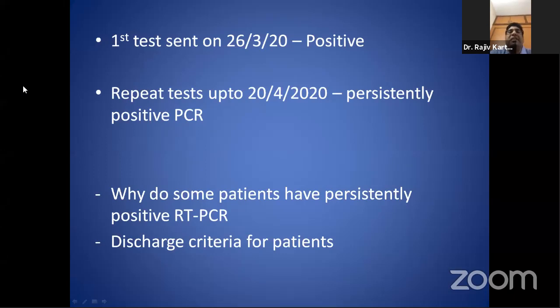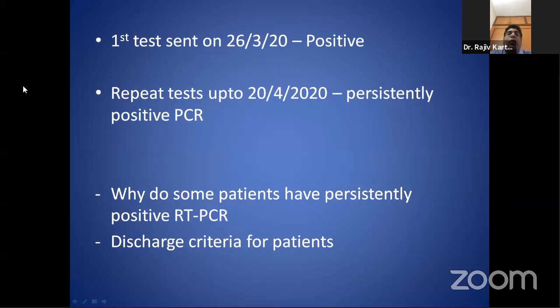So from the first test that was sent on 26th March, he is still persistently positive for almost a month. And I'm sure many of you in your practice would have seen the same thing. So what does this mean when patients have persistently positive RT-PCR? They're absolutely well, they're clinically recovered. What does it mean? And can we use this as a discharge criteria for patients?